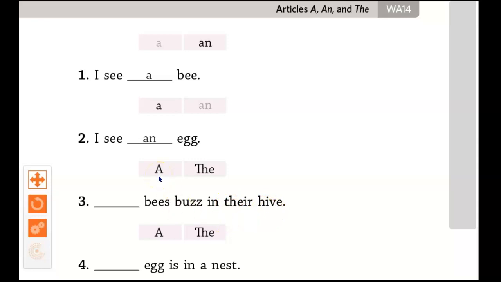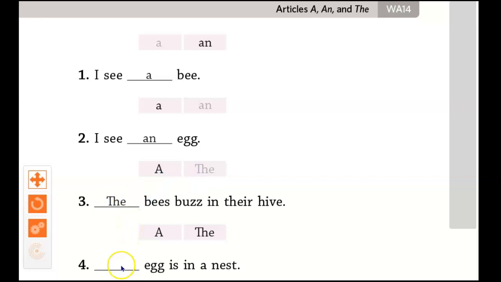All right, number 3 says, blank bees buzz in their hive. All right, so check this out. We could choose to use the word a or the, but one of them is correct and one of them isn't. And this has to do with the S, because there are more than one bee. We can't say a bees buzz in their hive because that makes no sense. A would indicate that there's just one. A bee buzzes in its hive would be how you would say that. So in this case, what would you use? The bees. The bees buzz in their hive.